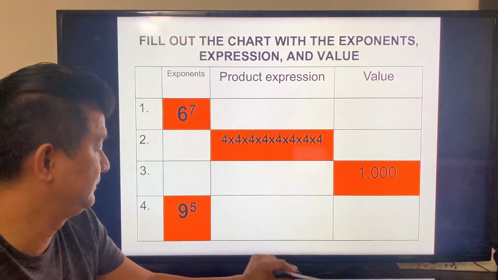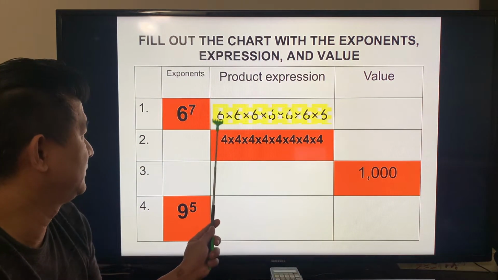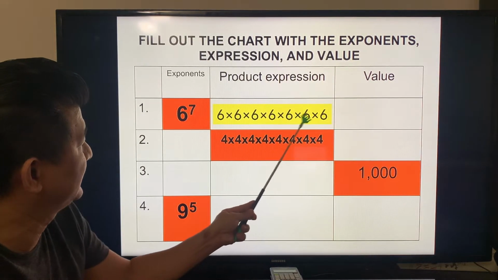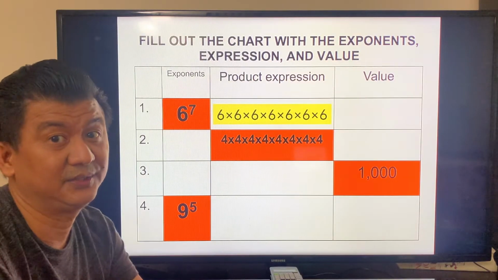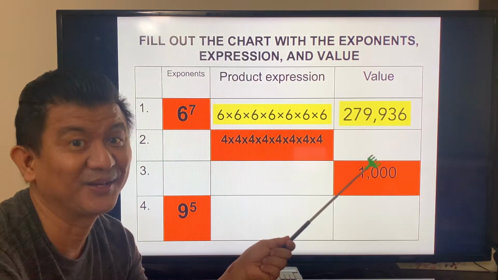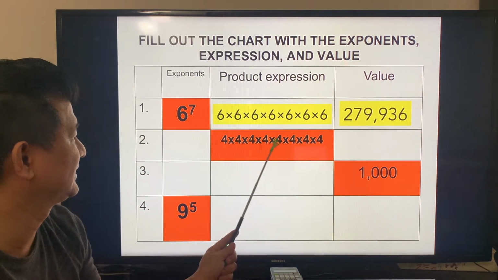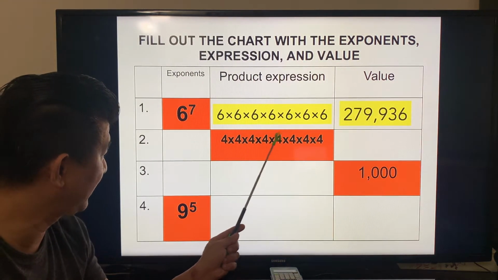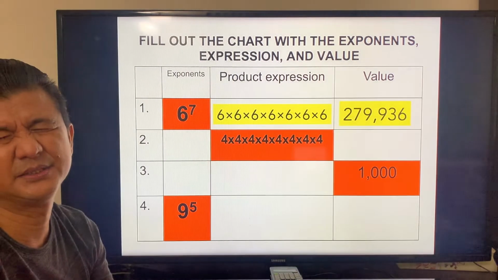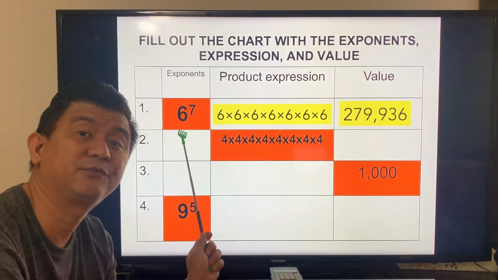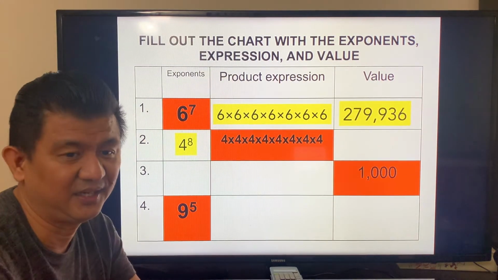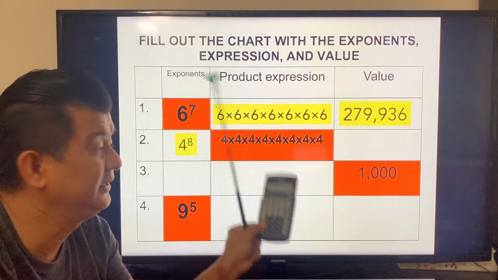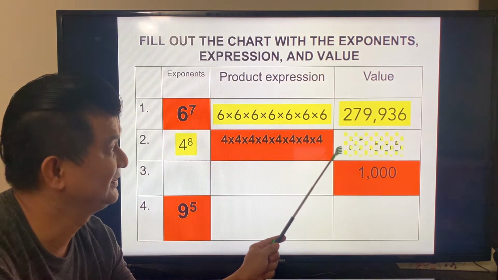This will help you. So the first one, you could simply write the product expression, 7 times 7 times 7 times 7 times 7 times 7 times 7. And then you could use your calculator and you get the value. All right. How about this? Simplify this as, how many 4s do I have? 1, 2, 3, 4, 5, 6, 7, 8. I'm lazy to do that. So therefore, I write 4 to the 8. Awesome. Next. So I get the value. I get my calculator and my answer is there.